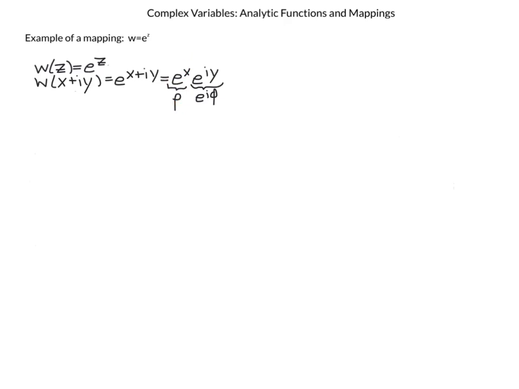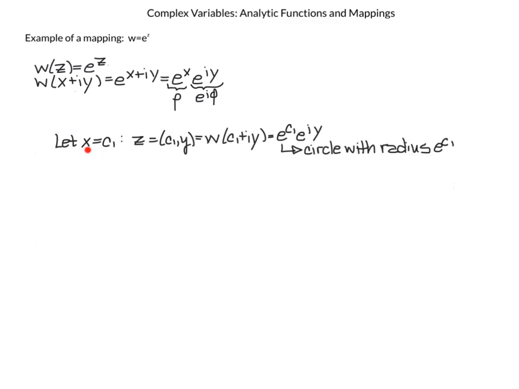e to the x is our radius, and e to the iy, if we were writing this in exponential form, then y is our angle. In this case, we're going to call it phi. We're going to hold x constant at c1. So what happens here? If we have z equals c1 plus iy, then w of c1 plus iy will equal e to the c1 e to the iy. So now what we have is a circle of radius e to the c1.